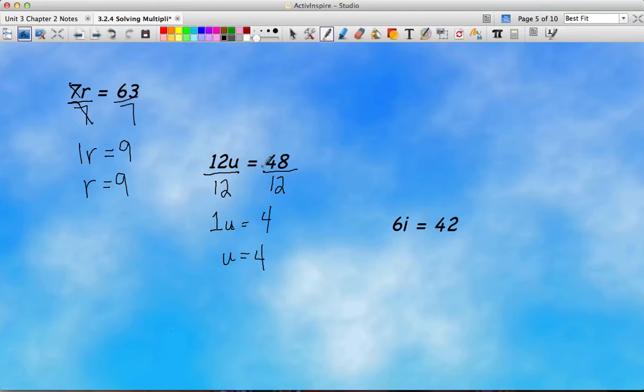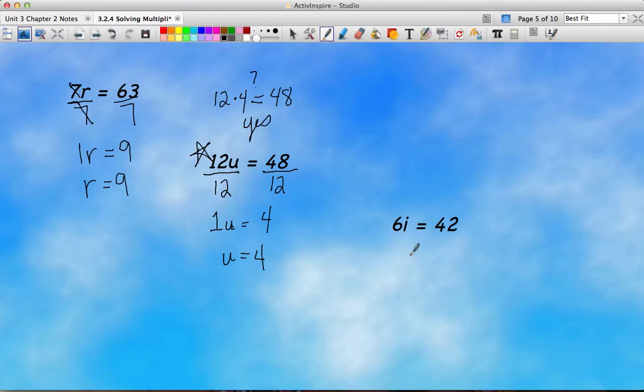Now, I want you always to put the number back into the equation and try it out. So if I do 12 times 4, because u is equal to 4, so I plug in 4 where I see a u, is that equal to 48? If the answer is yes, then you got it correct. If the answer is no, you have to try again.